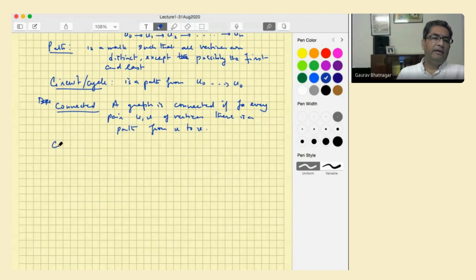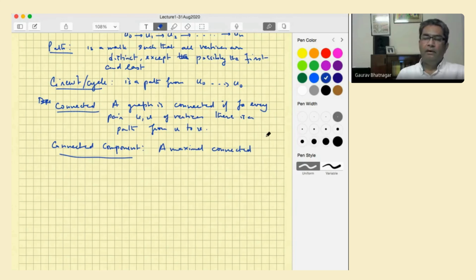And a connected component is a maximal connected part of a graph.